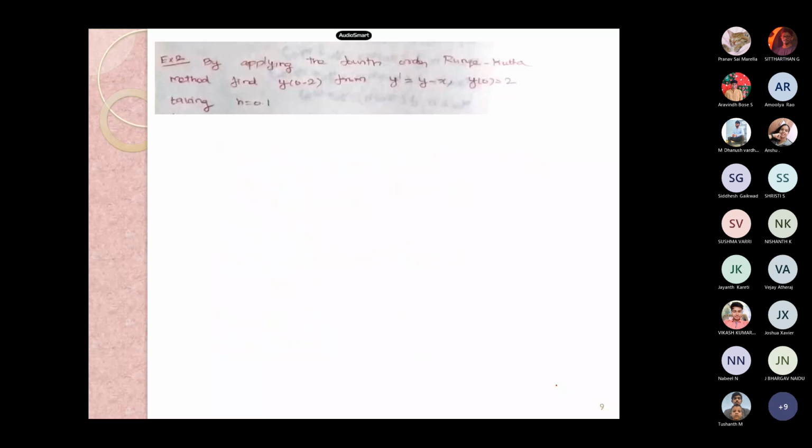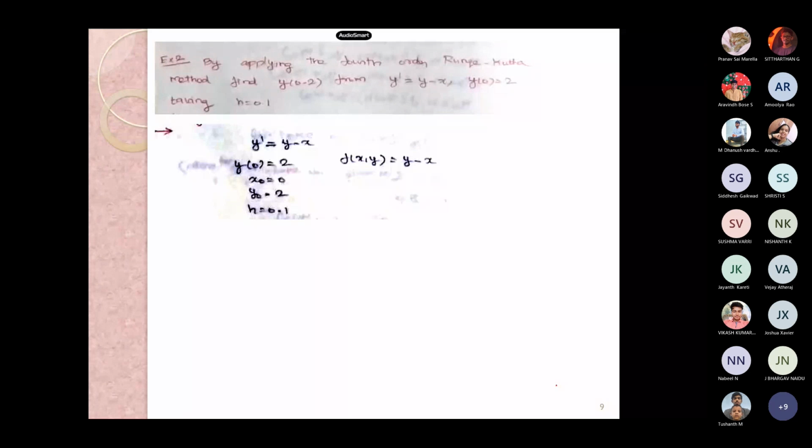Yes, this is exercise number 2. By applying the fourth order Runge-Kutta method, find y of 0.2 from y dash is equal to x minus y minus x, with y of 0 equal to 2, taking h equal to 0.1. Anyway, I'll share the screen. You try to find the results for this particular problem. I'll share it in a quicker way. That is, y dash is equal to y minus x.